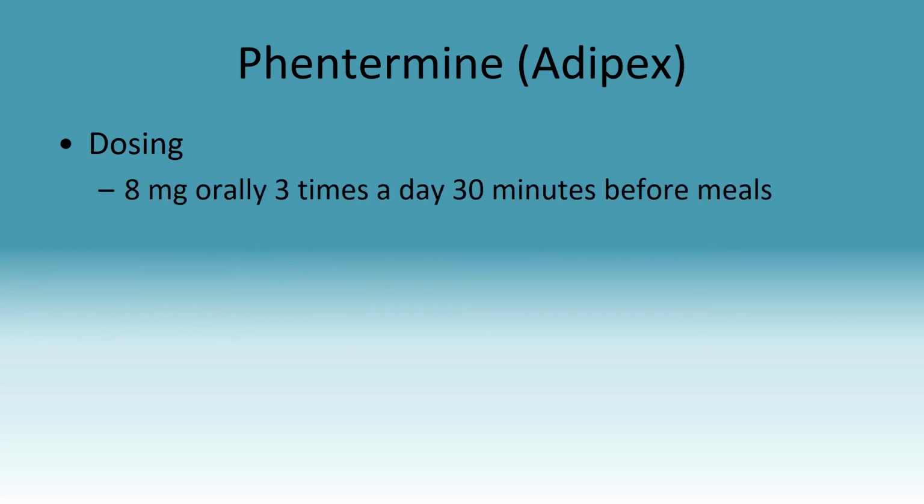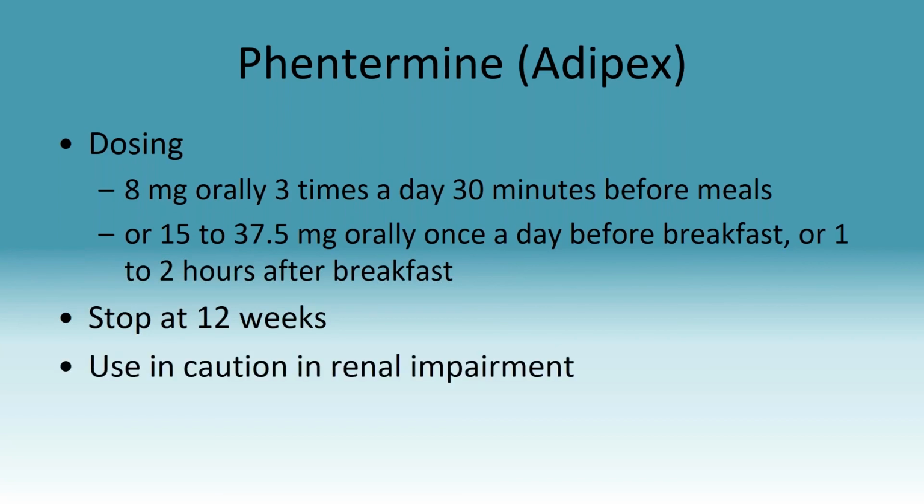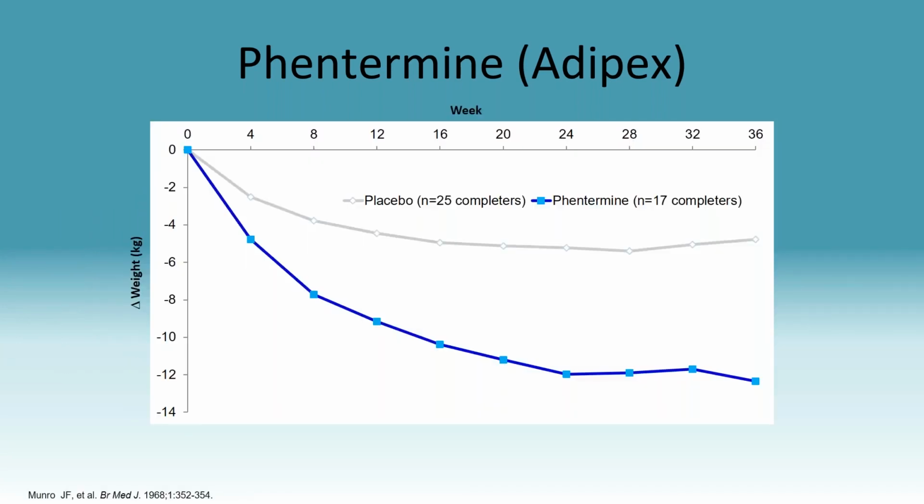Dosing is 8 milligrams orally 3 times a day before meals, or 15 to 37 milligrams orally once a day before breakfast or 1 to 2 hours after breakfast. And that can be started at the lower end of that and titrated upwards. It should stop at 12 weeks, as we said. It should be used in caution in patients with renal impairment. So this medication has been around for a long time, and a trial that was controlled in the 1960s showed that it was significantly more effective than placebo for weight loss.